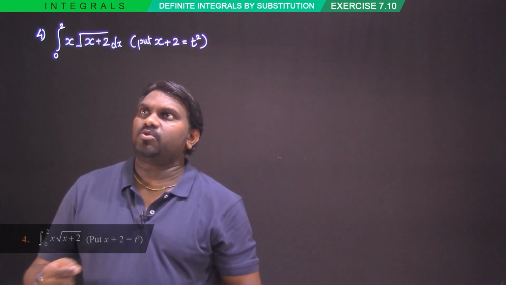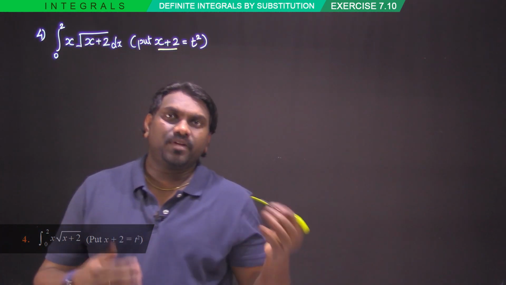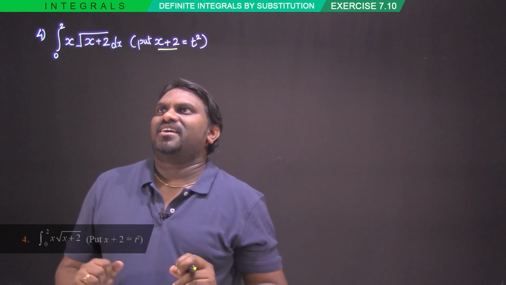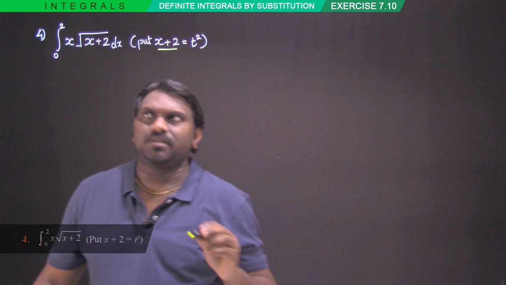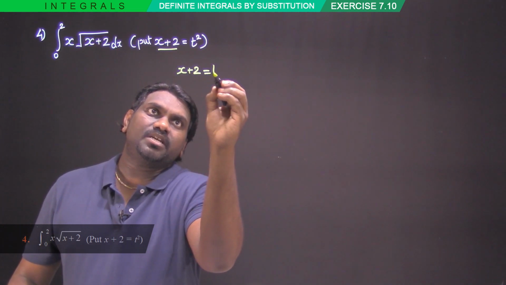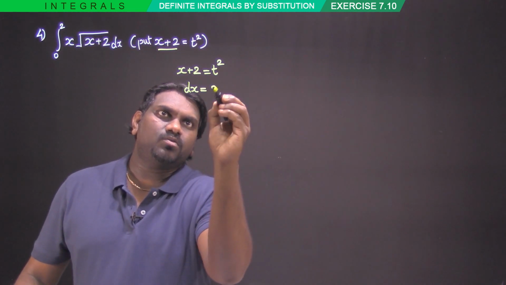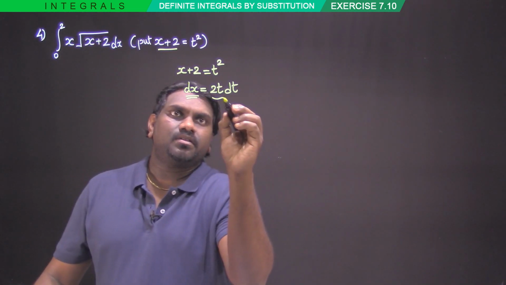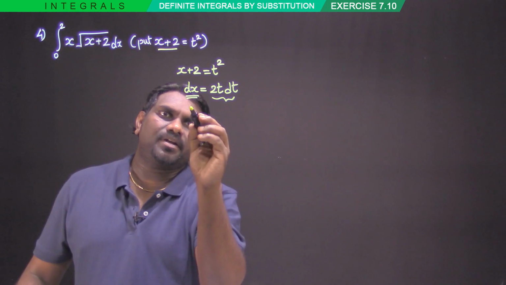Then move on to the fourth question. 0 to 2, x root x plus 2 dx. Already it is given that x plus 2 we need to take as t square. You don't need to think too much, because you need t square here so that I can just remove the root. So if I take it like this, x plus 2 is equal to t square. When you differentiate, what are you going to get? dx, because the derivative of x is dx and of 2 is 0, that's equal to 2t dt. So in place of dx, what do you need to write? 2t dt.